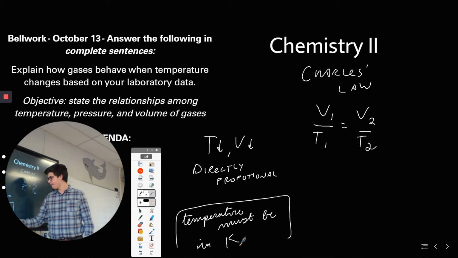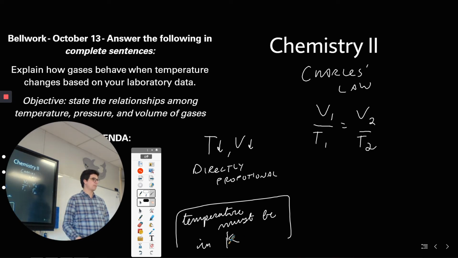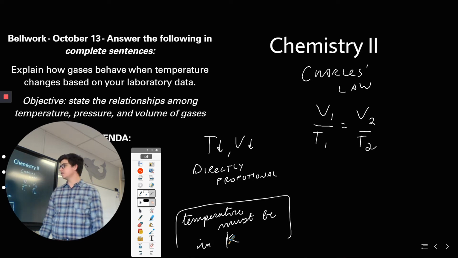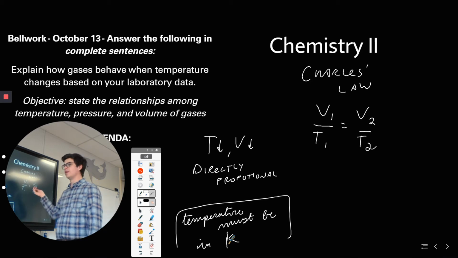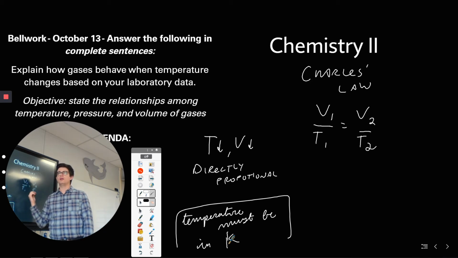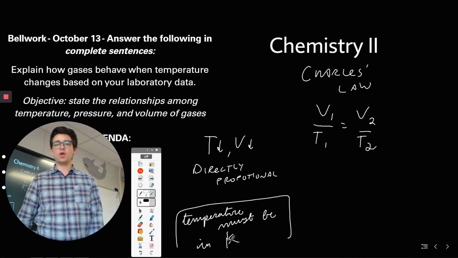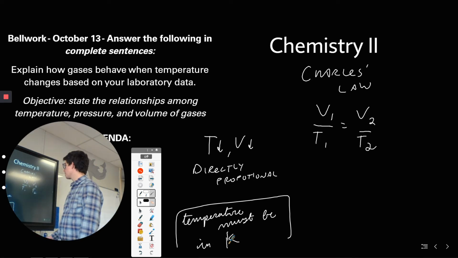Why? What doesn't the Kelvin scale have? Negative numbers. And since it doesn't have negative numbers, we can comfortably divide with it, right? If we try to divide by a negative, we get a negative volume here. And that doesn't exist. There's no such thing as a negative volume. So, temperature must be in kelvins.